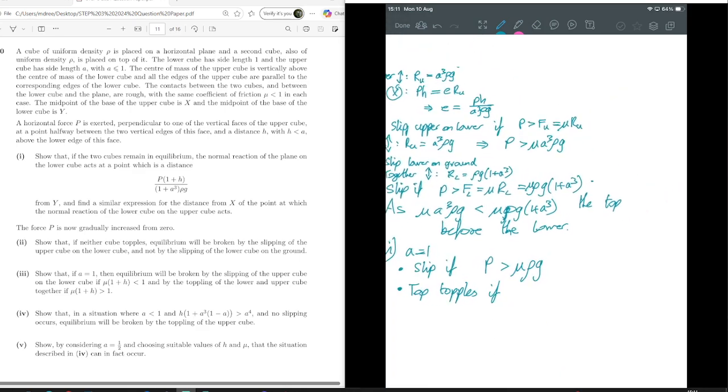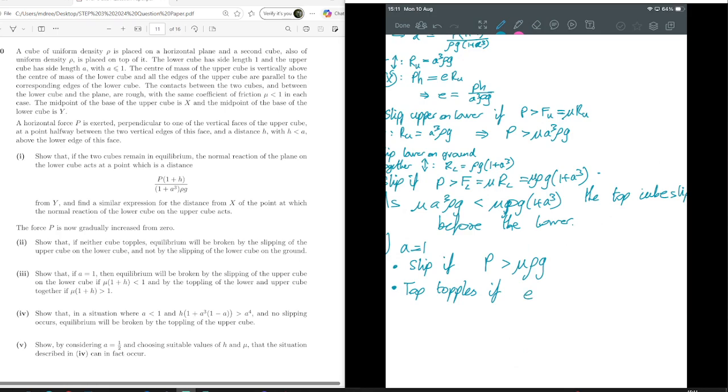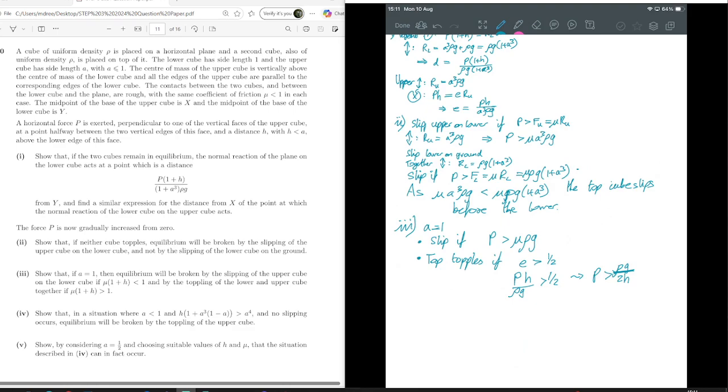if this thing we called E earlier, if this E was greater than a half, so that's P H over, again, I don't need the A because in this case the A is just 1. Rho G is greater than a half. So P is greater than rho G over 2H. So there's another condition.